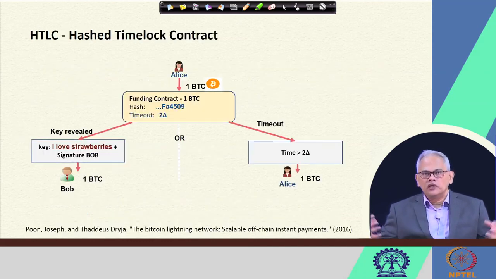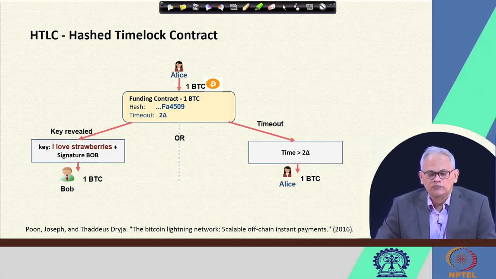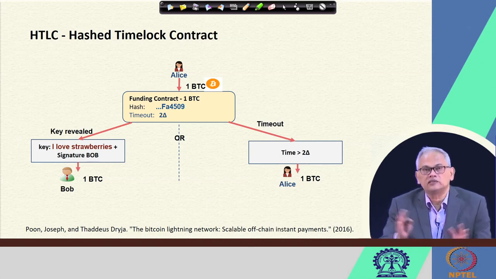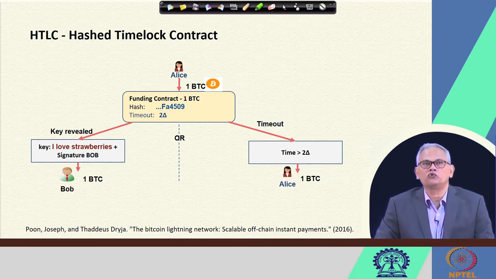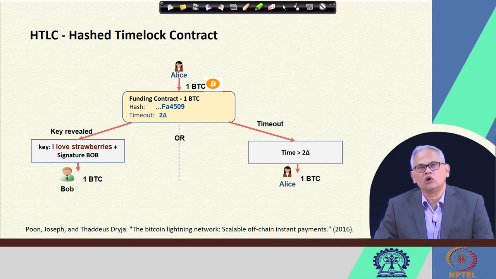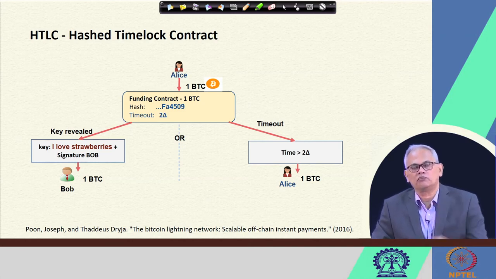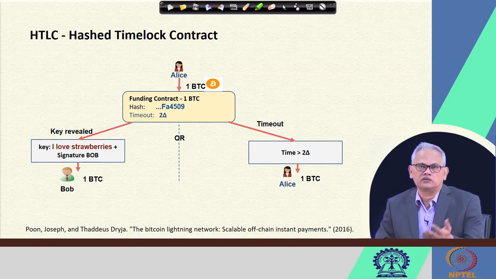Now, finally, we combine this hash lock and time lock into what is called a hash time lock contract. What we see here is the funding contract created by Alice, which is of 1 Bitcoin. It has a hash, as written, and then there is a timeout of 2 delta. It says that if the key is revealed, then this 1 Bitcoin will be transferred to Bob. Also, there is a timeout of 2 delta, that is, the time lock is for a period of 2 delta, and let us assume again it is 2 hours.